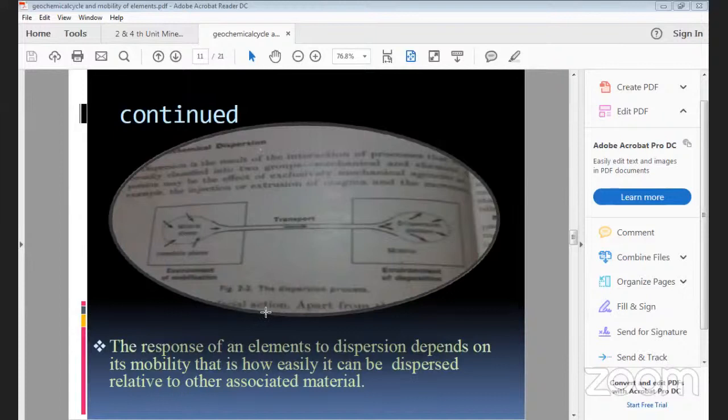The response of an element, whether it is going to be dispersed, depends on its mobility, how easily it can be dispersed, and its relation to the other associated material. So as per that, the material is going to be dispersed or moved from one place to another, and the mobility depends on the chemical factors, or chemically how it was formed, and as per that, those elements are moved from one place to another.